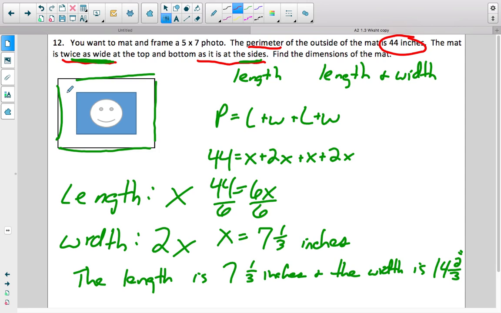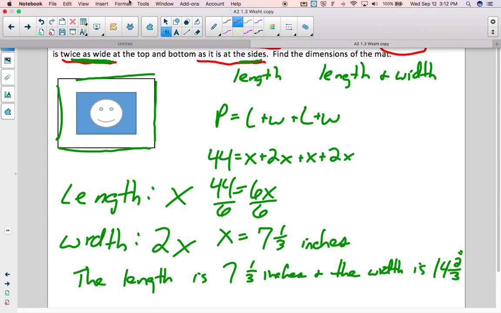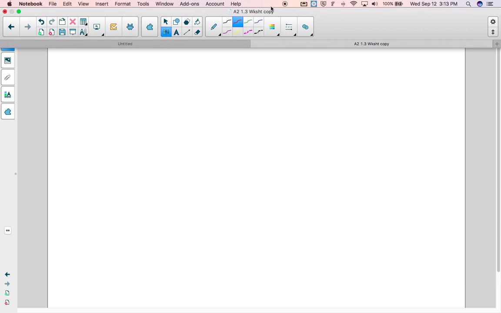So it works out, and the width is twice as long as the length. So it meets all requirements. Those are the only values that would make that happen. So this has got to be the dimensions of our photo. And I think that is it. Wasn't that fun?